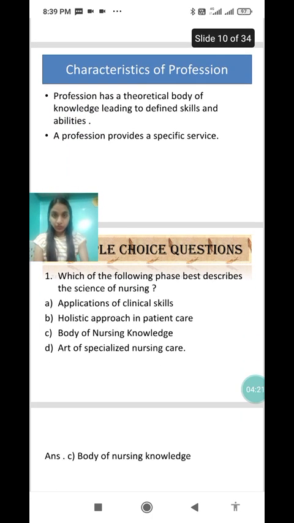Characteristics of a profession. So profession has a theoretical body of knowledge leading to defined skills and abilities. So कोई भी प्रोफेशन क्या होता है, जो प्रोफेशनलिस्ट होते हैं उनमें क्या होता है, एक प्रॉपर एबिलिटी होती है किसी भी सिचुएशन से डील करने की और एक प्रॉपर स्किल्स होती हैं. A profession provides specific services. Okay, so these two are the characteristics of a profession.